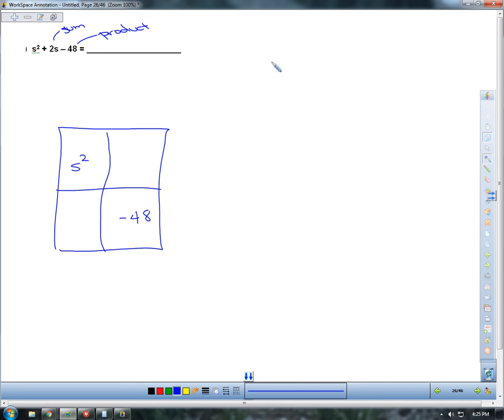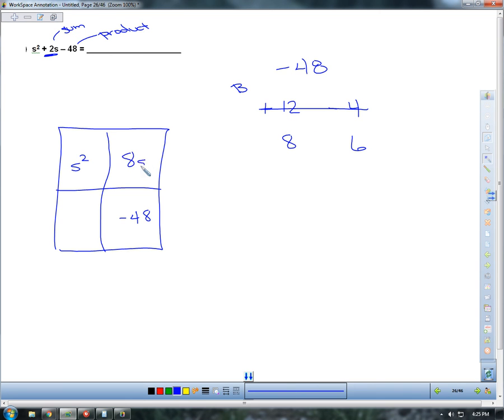Okay, so remember, our products, if I have a negative product, that means I have a positive times a negative, right? And our sum is positive, so I want my positive number to be bigger. What do I multiply to get 48? Well, what about 12 times 4? 12 times 4 is 48, but 12 minus 4 is not 2. Well, what about 8 and 6? 8 minus 6 is 2.